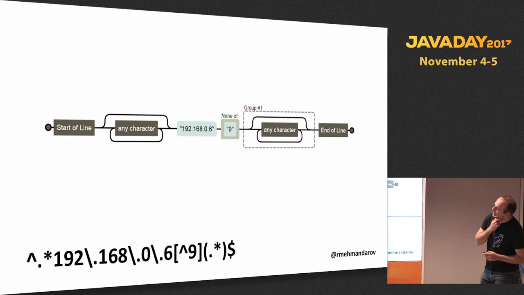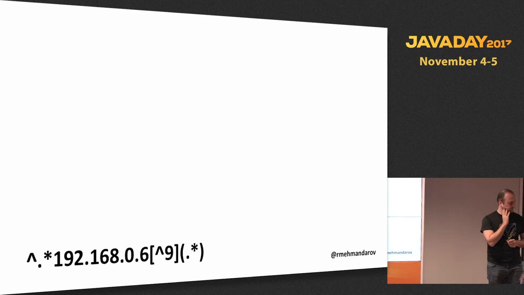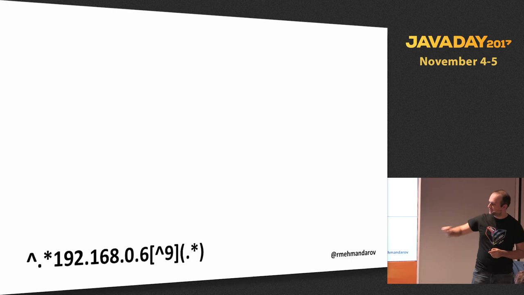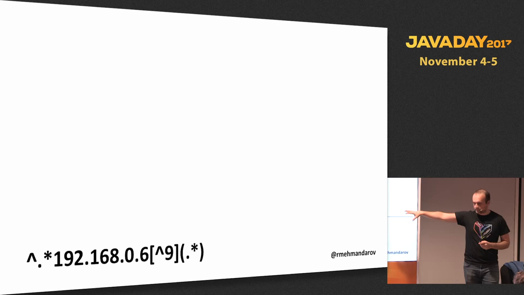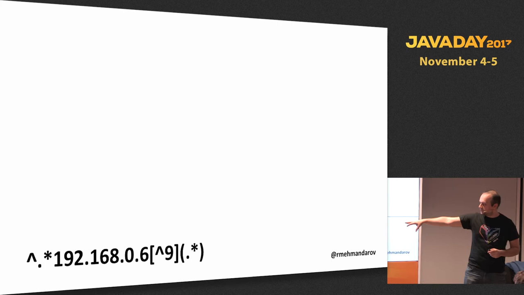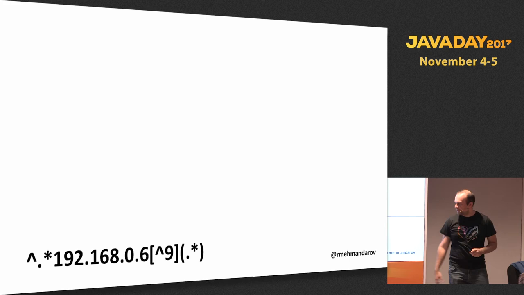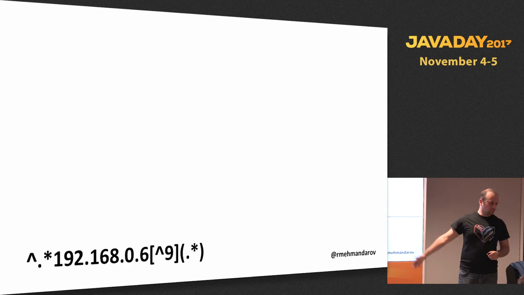If we wouldn't have backslashed that, it's almost the same. If we go back and forward, it's almost the same thing. The only thing is that we're not backslashing the dots. It will work in exactly the same way as the previous one, but it will match much more. Because if you have 192716 8, I don't know, 30766, it will match that. It will actually be fine.